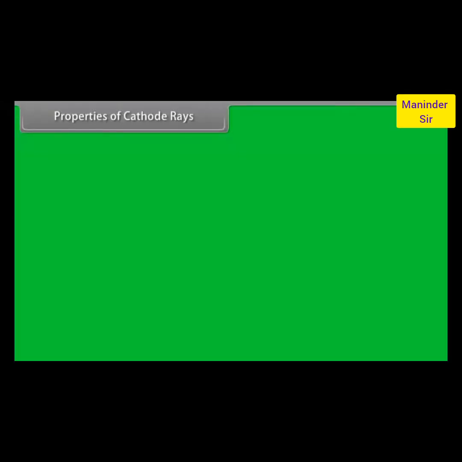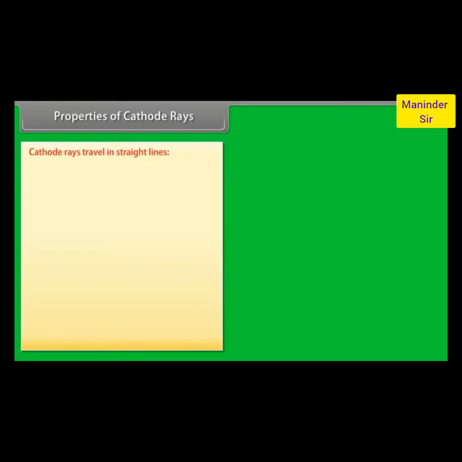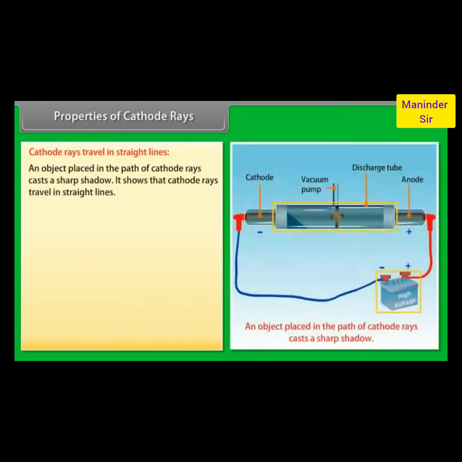These rays were found to consist of negatively charged material particles called electrons. Properties of cathode rays. Cathode rays travel in straight lines. An object placed in the path of cathode rays casts a sharp shadow. It shows that cathode rays travel in straight line.